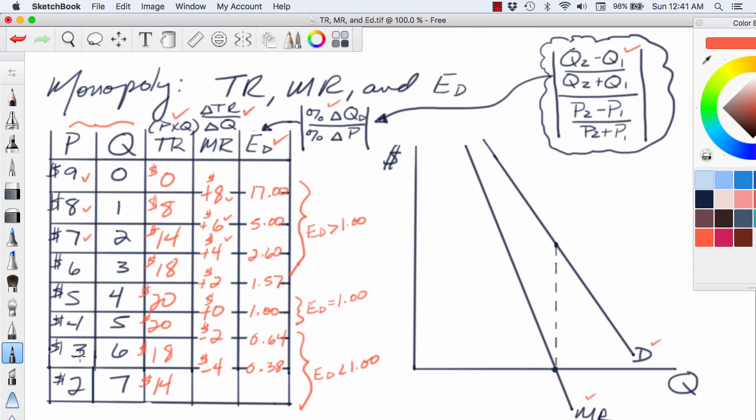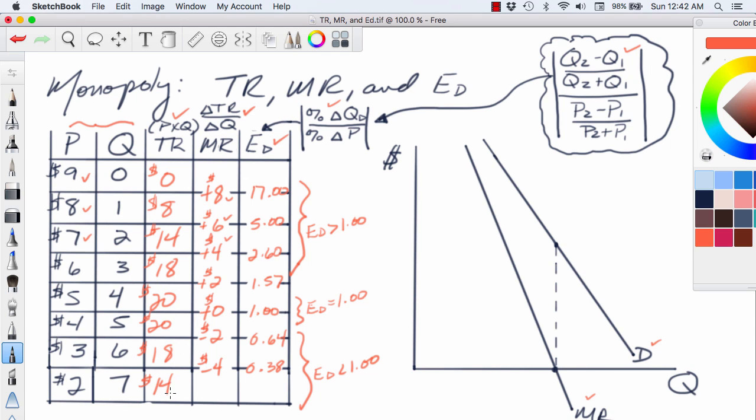So notice that the price change is much larger than the Q change. So we've cut our price quite a bit, 33%, but our sales have only increased 16%. Our buyers are relatively price insensitive, as evidenced by the fact that our ED is less than 1. But notice, because we cut our price a lot and we don't sell that much more, our revenues decrease.